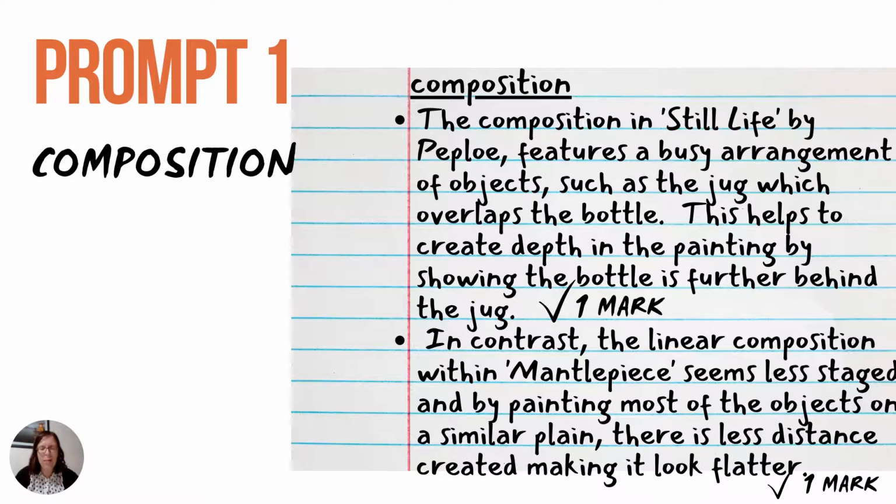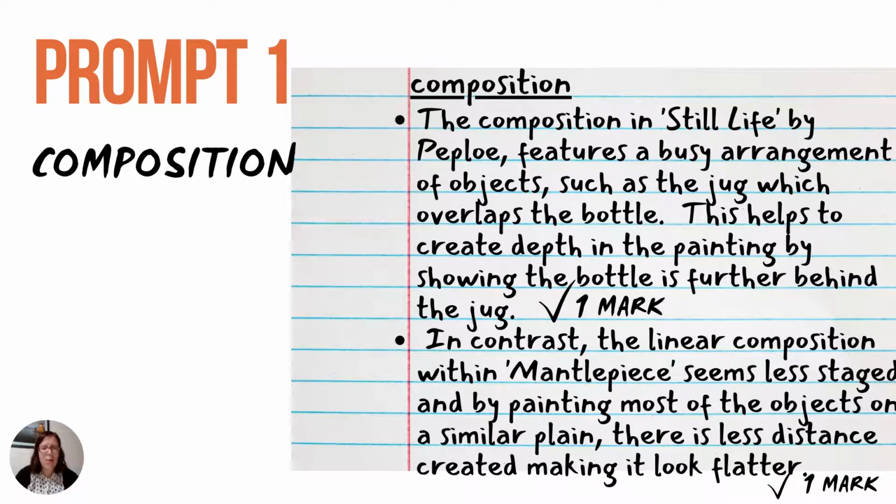Then I would move on and I would talk about something else in relation to my other artist. So in contrast, the linear composition within Mantelpiece seems less staged, and by painting most of the objects in a similar plane, there's less distance created, making it look flatter. 1 mark. Again, I'm mentioning what, the linear composition. I'm telling where I see that by most of the objects on a similar plane and the impact of that. Why has the artist done it like that? It makes it look flatter.